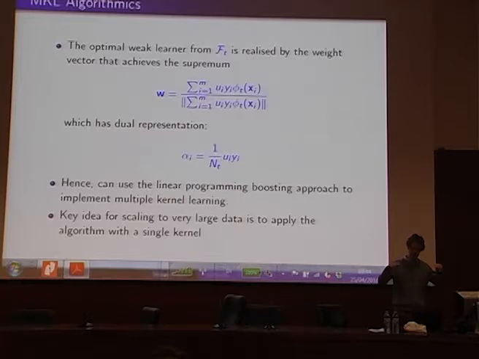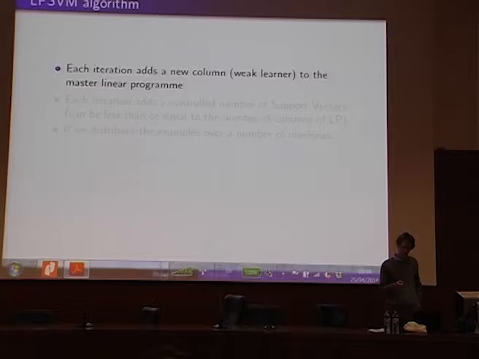Now the key idea here, in terms of getting the scaling of support vector machines, is to just apply that approach but with a single kernel. The fact that we had multiple kernels here is not important. We can just think of it as a single kernel, and we have this method of selecting the next weak learner in terms of this dual representation. So each iteration adds a new column, a weak learner, to the master linear program.